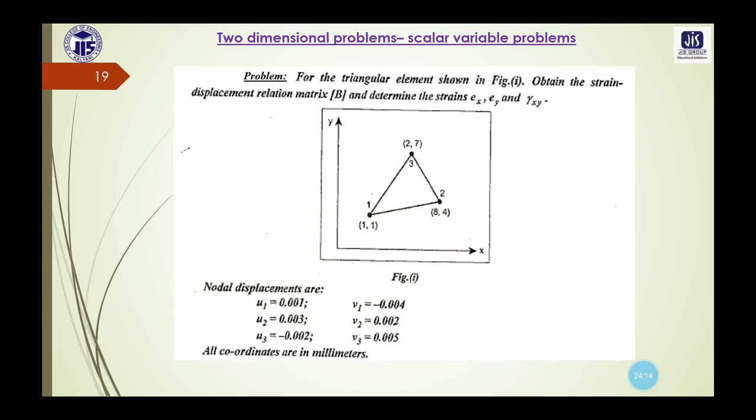So this is the procedure with the help of which we have solved this numerical to calculate the normal and shear stresses, then the maximum and minimum normal stress, and finally the principal angle.